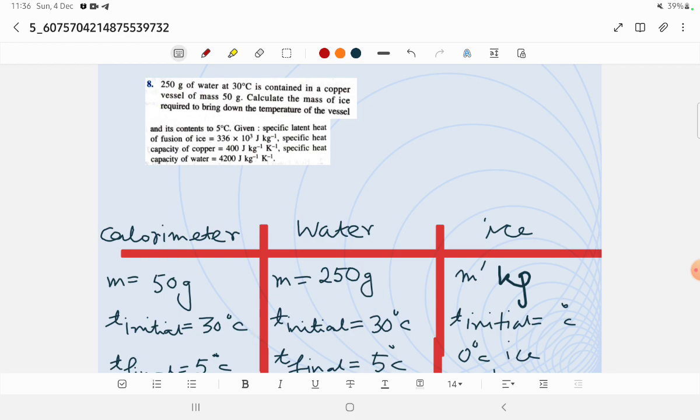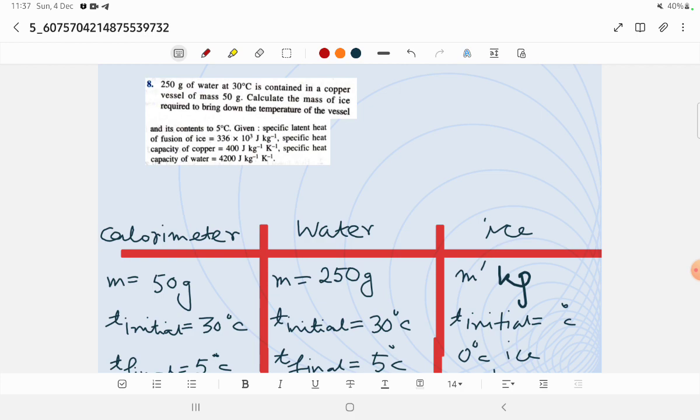Calorimeter, water and ice, just try to understand. Inside the calorimeter the water is kept, and the temperature of the calorimeter and the temperature of the water will be the same. Okay, so here the temperature of the water is 30 degrees centigrade. So the temperature of the calorimeter will also be 30 degrees centigrade. It is not written in the question paper. You have to understand that.